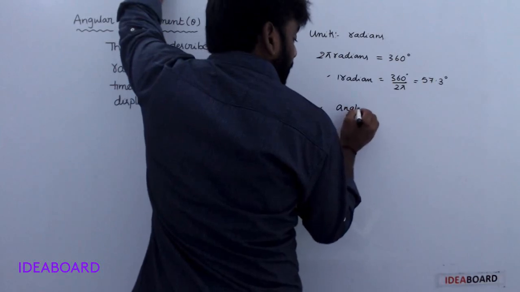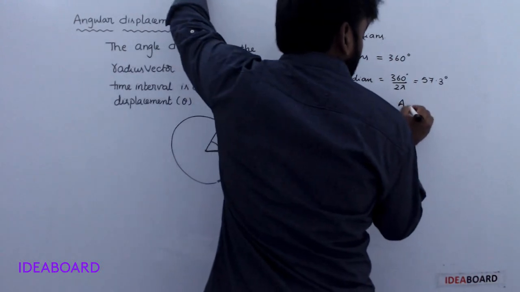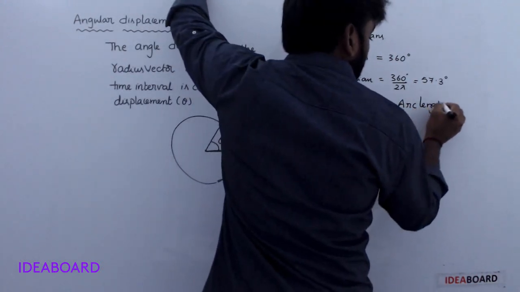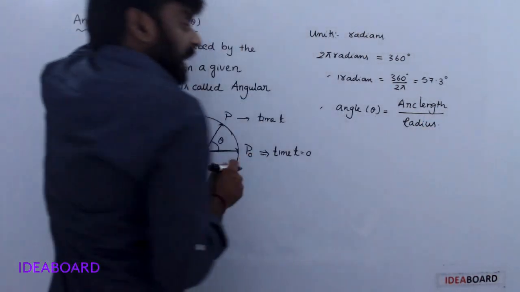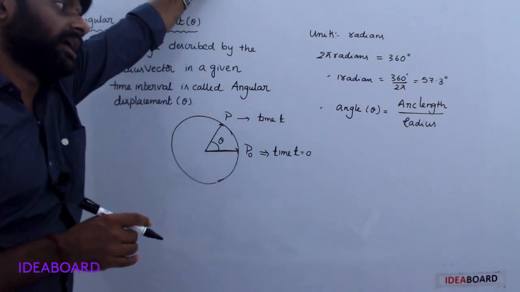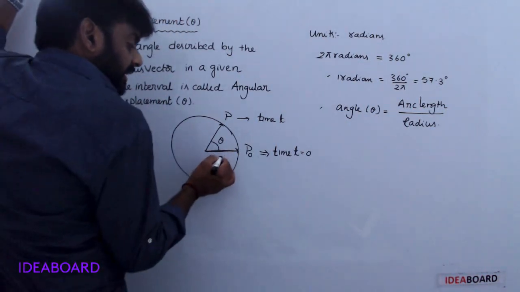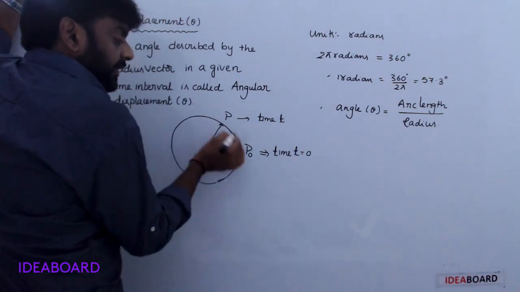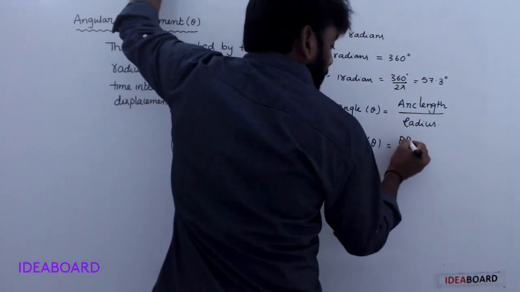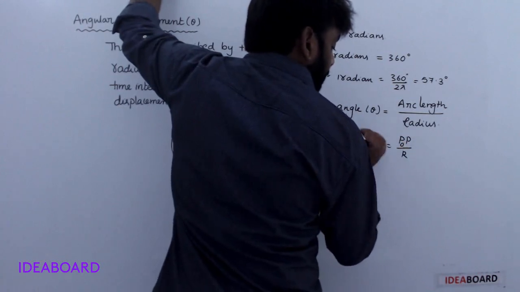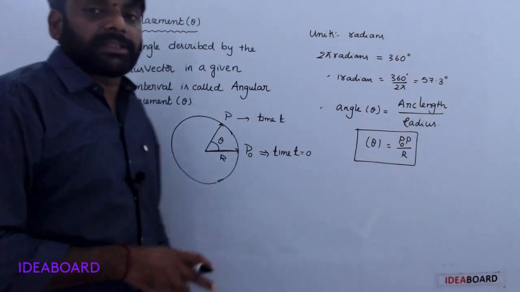Now, the general formula for the angle: angle theta is equal to arc length by radius, or length of the arc by radius. Here the radius is r and the arc length is p naught to p. So in this case you write theta is equal to p naught to p by r. Understood? Angle theta is equal to arc length by radius.